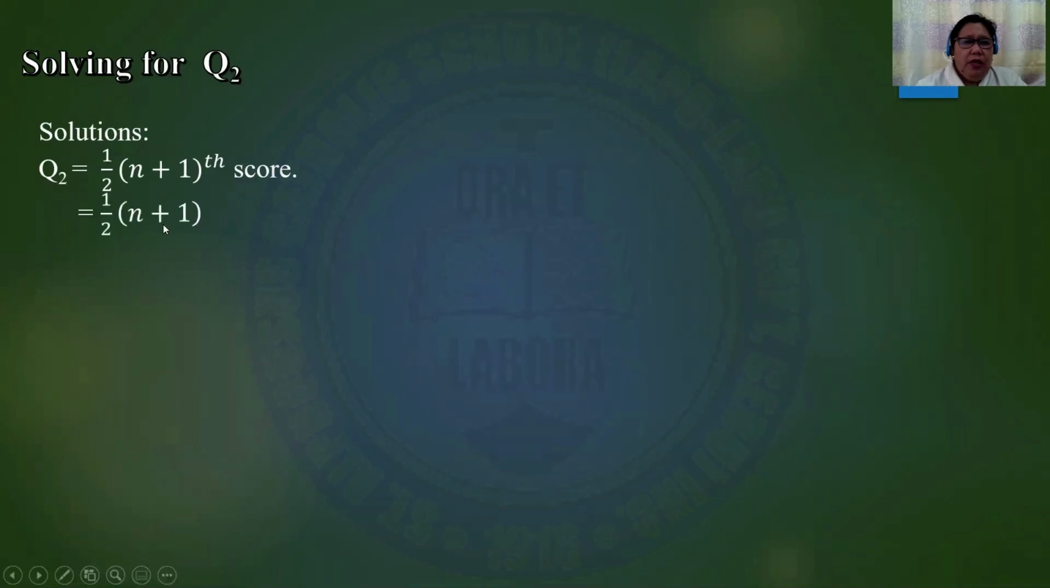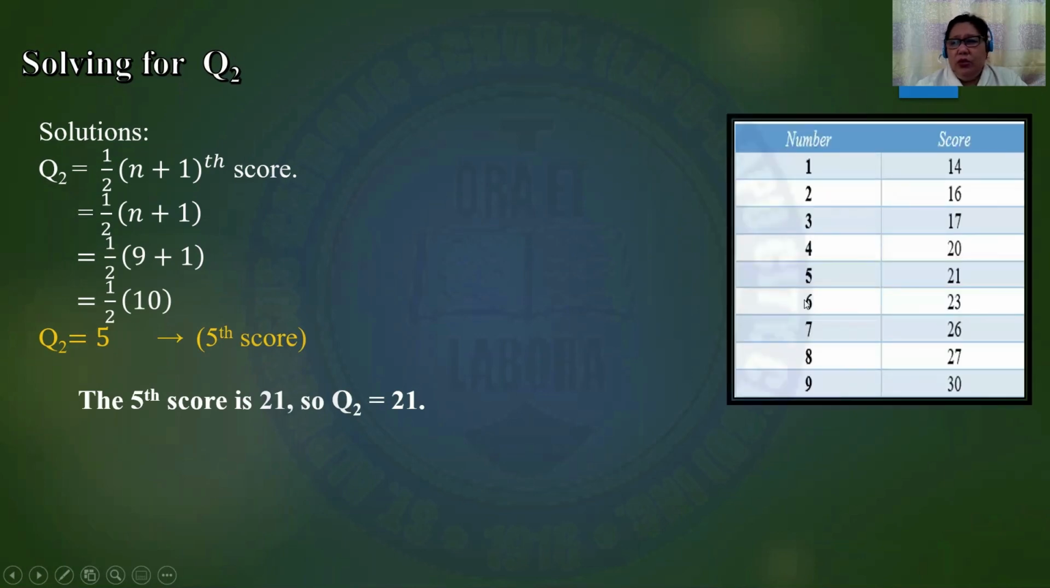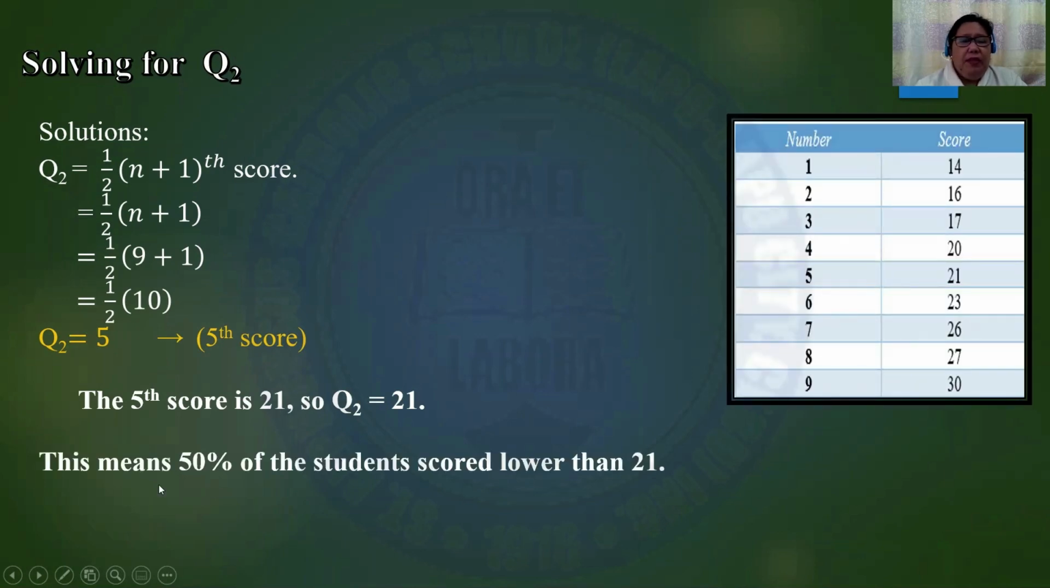Solving for the second quartile. For the solutions, this is now the formula, 1/2 of (n plus 1)th score. So all you have to do is to substitute 9 to n, then plus 1, it's 10. 1/2 of 10 is 5. So we are looking for the fifth score. And the fifth score is 21. So quartile 2 is 21. This will mean 50% of the students scored lower than or equal to 21.